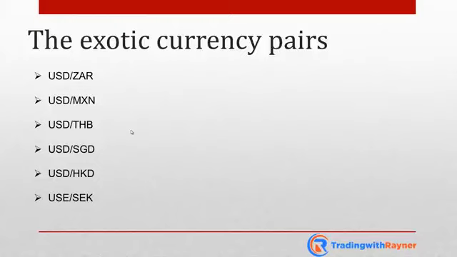One thing to note is that the spread on these exotic currency pairs tends to be wider because they are not actively traded like the major currency pairs. So don't be surprised if you see the spread on these pairs at a few hundred pips. It's quite normal actually. So with that said, here's a quick recap.